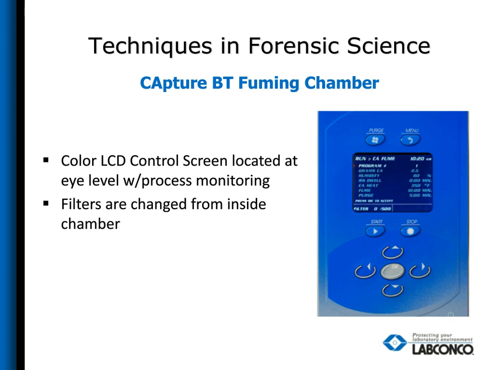The status of the fuming cycle can be detected very easily from across the room. The color LCD display is located at eye level, and the background will change color with a different color designating each stage of the cycle. Filters are easily changed from within the cabinet, so they are easily within reach, and using a ladder is not necessary.